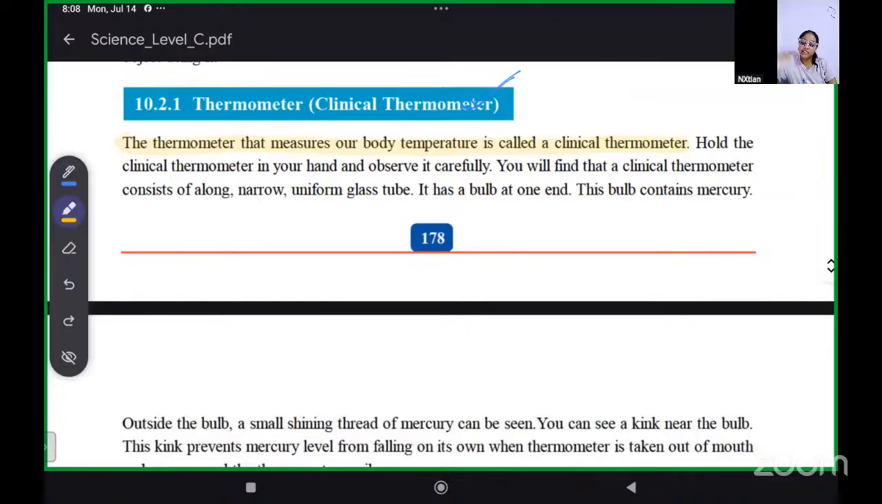Hold the clinical thermometer and observe it carefully in your hand. You have thermometers at your home. Are you all having? Yes, ma'am. Okay, after class today, I want you to go and observe it. Anna and Emma, are you all having? Yes, ma'am, but I have an electric thermometer. You have an electric thermometer. Okay. Yes, I have both of the types of thermometers.